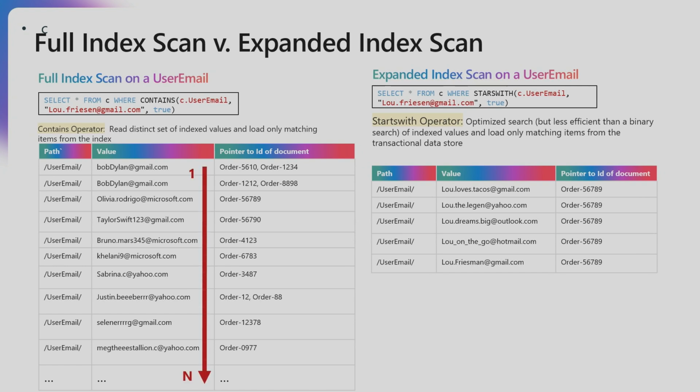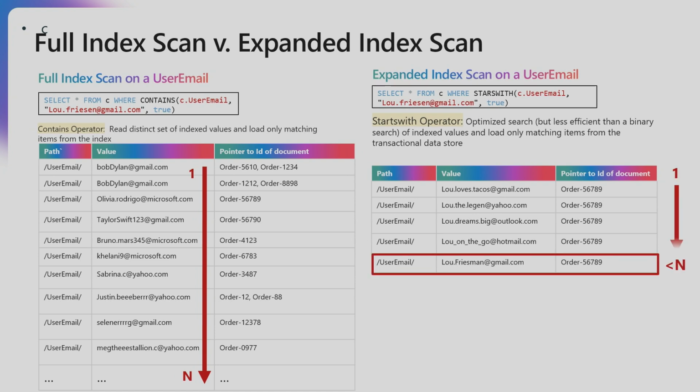This is especially costly if you have a property like user email, which has high cardinality, meaning a lot of distinct values. So user email has a lot of distinct values, right? That means the lookup time is going to be O of n, because it's going through every single value.